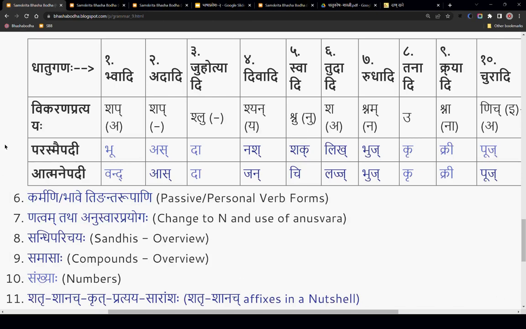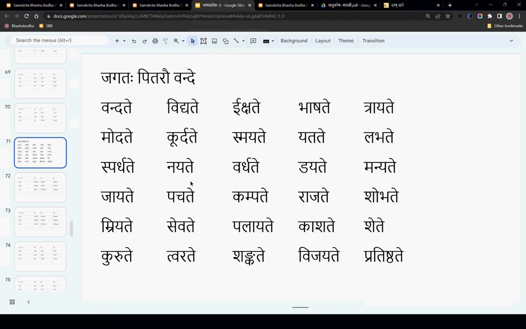Okay, the next one, I will talk about the Parasmaipadi, Atmanepadi. In that, some examples we saw last time: Vandate, modate, spardhate, jayate, riyate. Kurute, Kru dhatu, this is Ubhayapadi. And the others are Atmanepadi: Kurdate, kampate, etc. Shete, pratisthate.